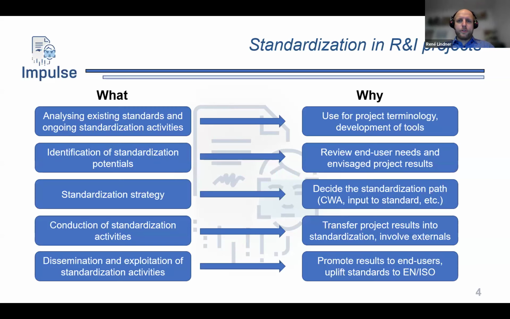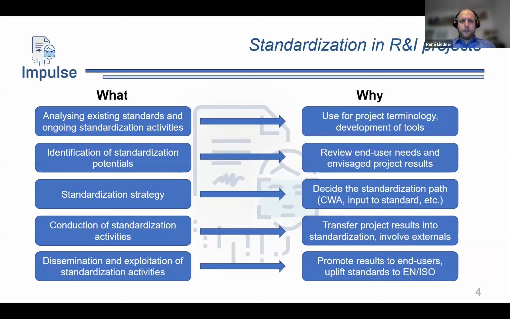For standardization in projects, there are 5 different items which need to be considered. The first one is that you should analyze existing standards and ongoing standardization activities in a research project in order to identify, for example, the project terminology, but also to have the information on the development of tools. So tools need the state of the art, and standards as part of the state of the art.